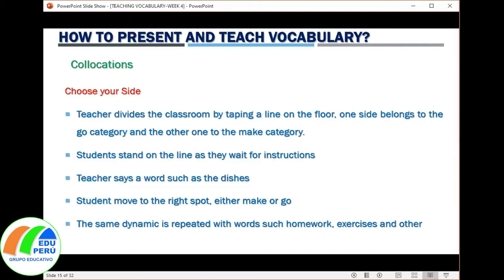And notice here, you are teaching them this with action, with movements, not in a place where they sit. No, no. So they are going to move, all right? They are going to move.